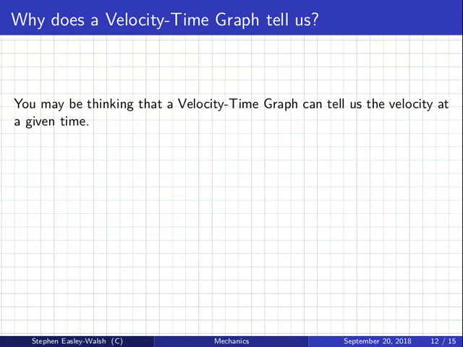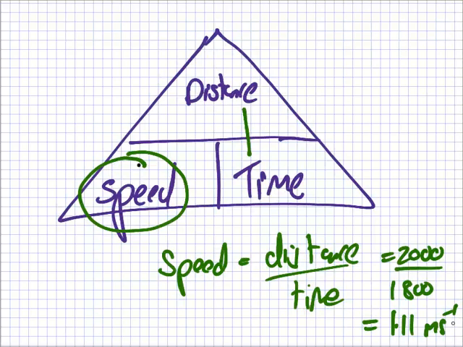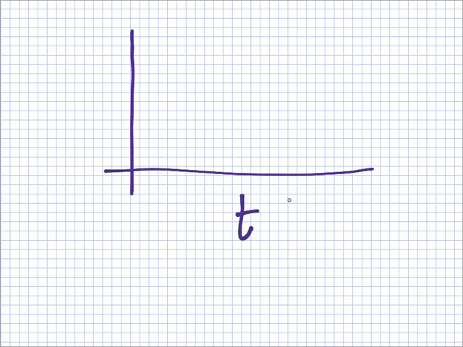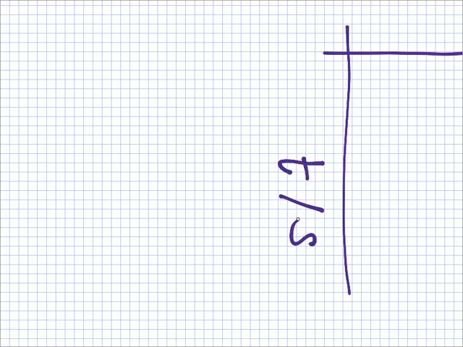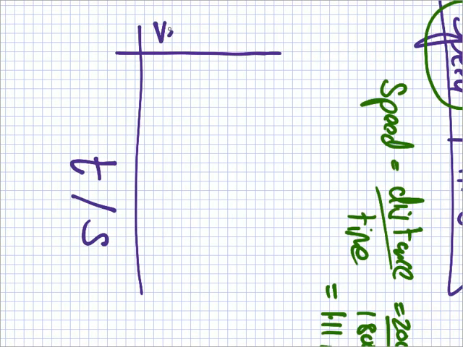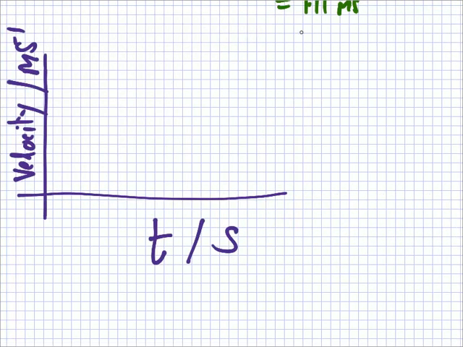You might be thinking that velocity-time graphs can tell us velocity. True. But it actually can tell us much, much more. Let us see. There's actually a lot of information on the graph. I'll show you now. So this is time in seconds. And this one here is velocity in meters per second. This is time.